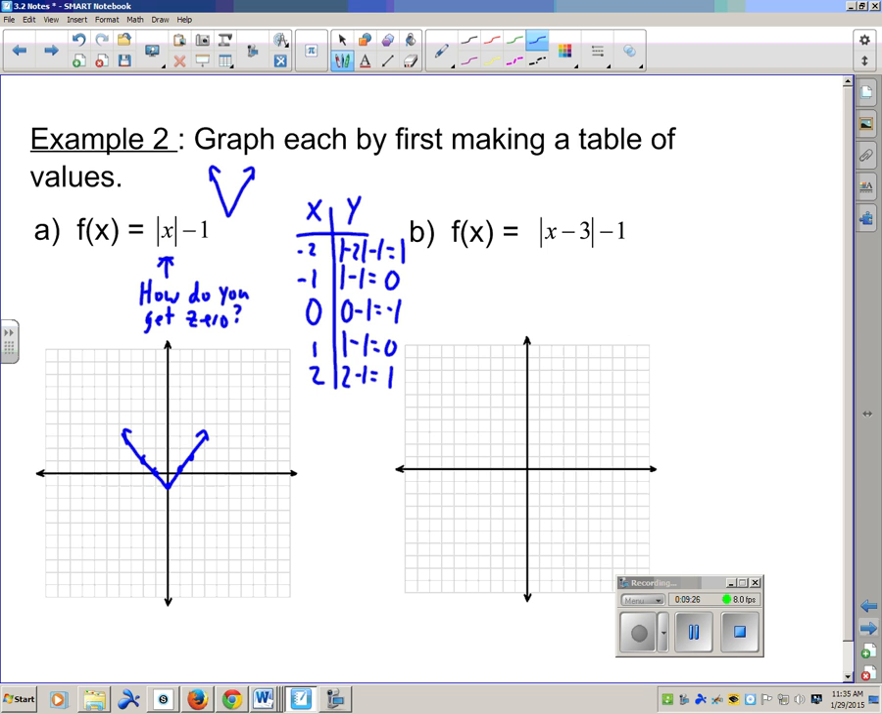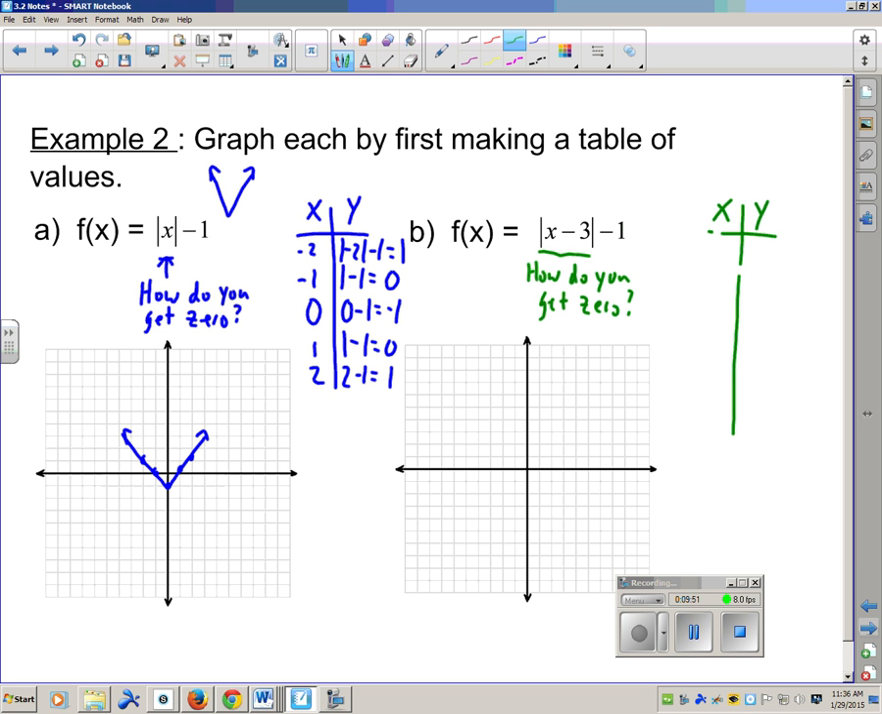All right, same thing for the next one here. We want to do our table here, so let's do our table here. We're going to pick some, whoops, I'm not going to pick those. We're going to go ahead and figure out, how do I get 0 inside there? So how do I get 0 inside there? Well, you get 0 there.